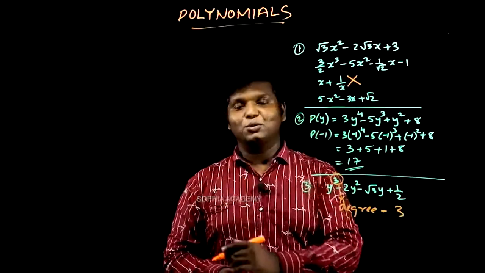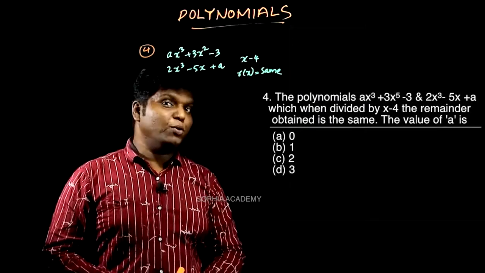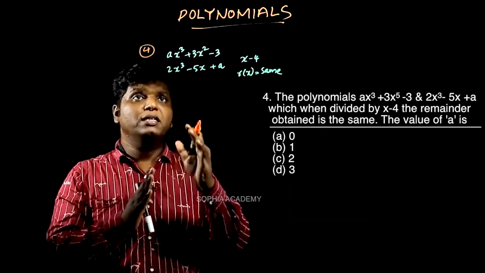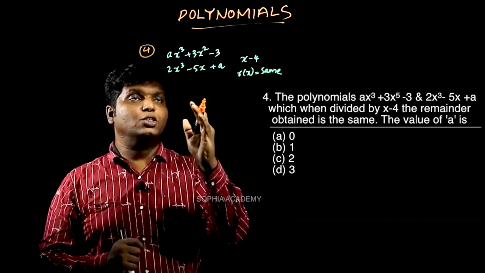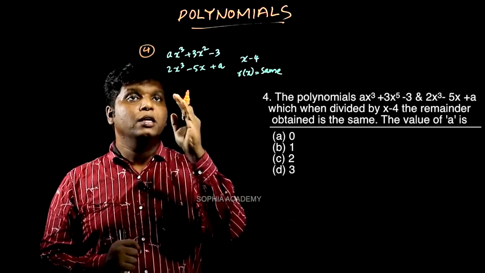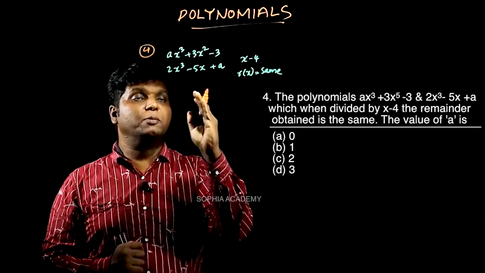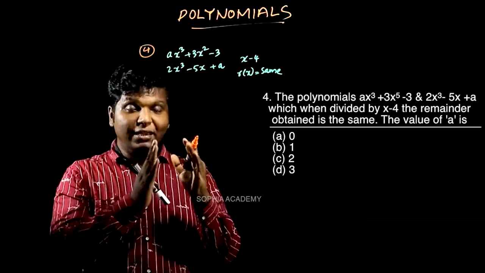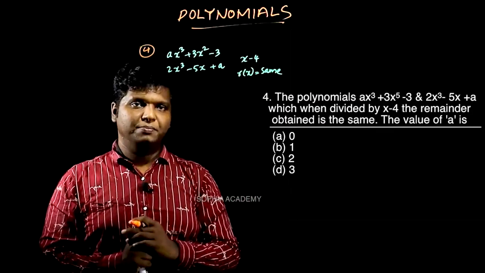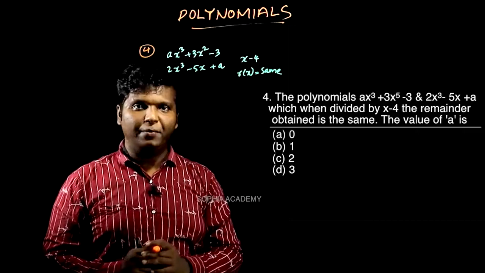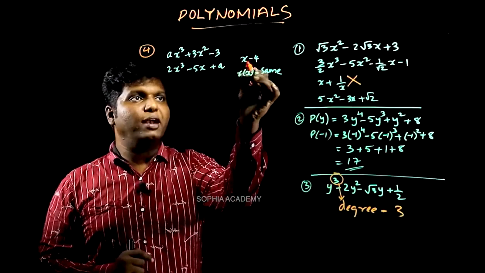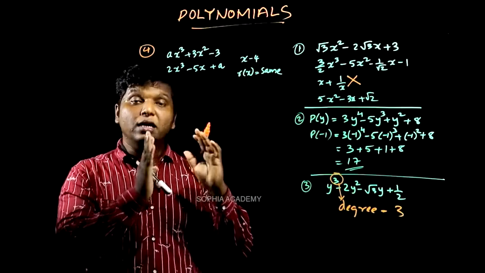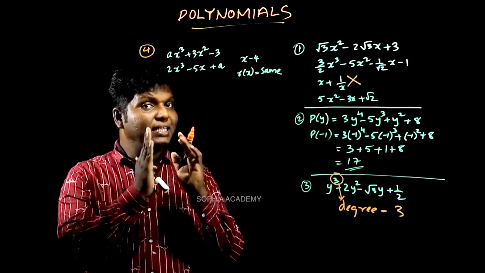Okay, moving on to the next question. So here goes the next question before you. Question number 4. The polynomials ax cube plus 3x square minus 3 and 2x cube minus 5x plus a, when divided by x minus 4, give the same remainder. Find the value of a. That means when this polynomial is divided by x minus 4 and when this polynomial is also divided by x minus 4, the remainder which you obtain is the same.